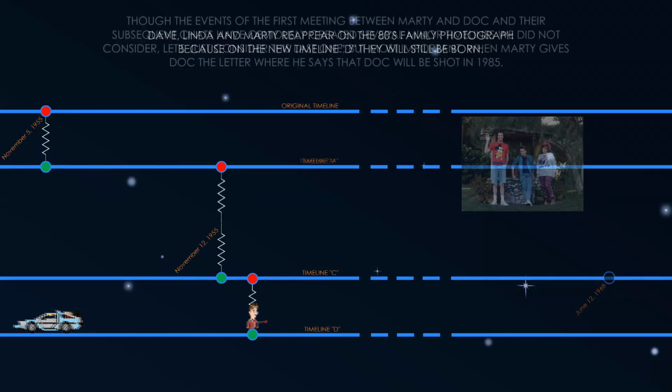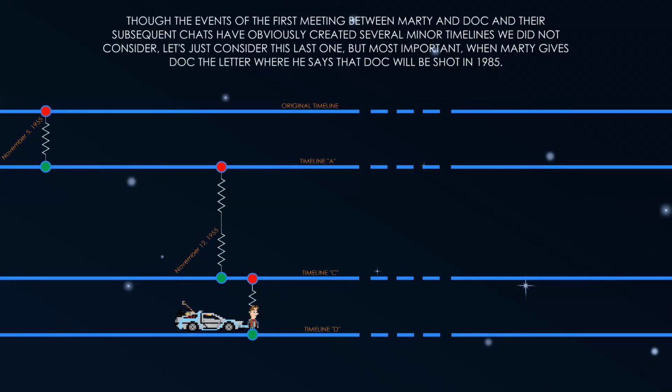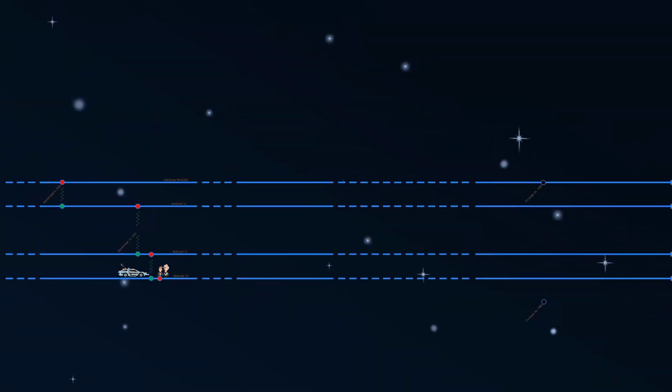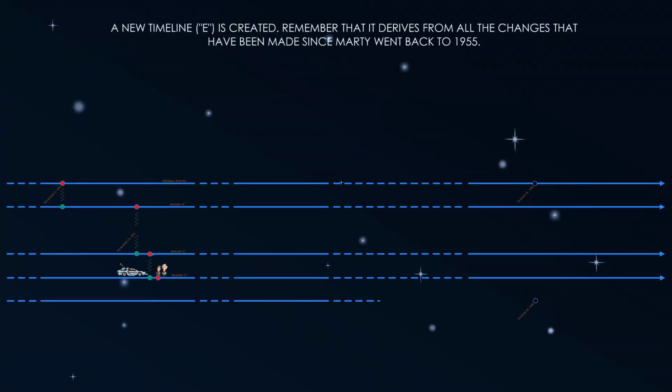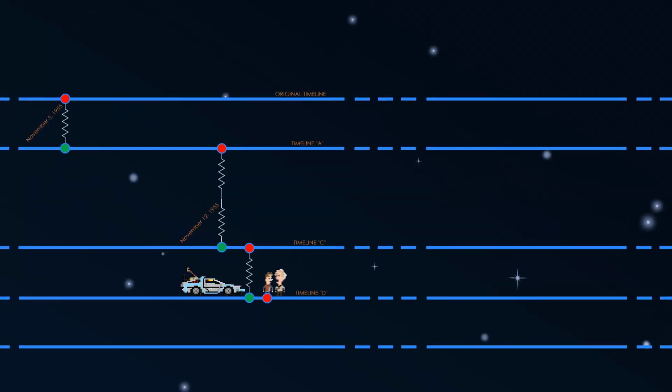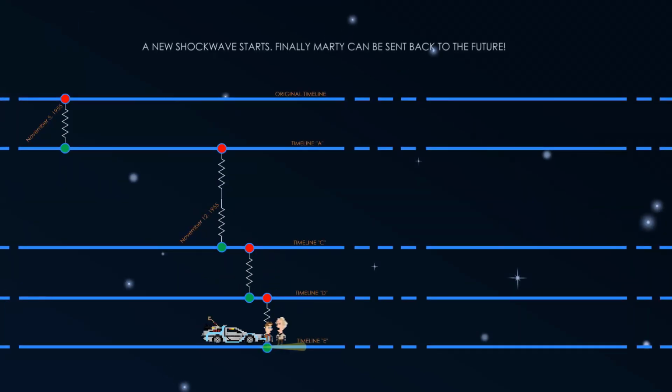Though the events of the first meeting between Marty and Doc and their subsequent chats have obviously created several minor timelines we did not consider, let's just consider this last one, but most important, when Marty gives Doc the letter where he says that Doc will be shot in 1985. A new timeline E is created. Remember that it derives from all the changes that have been made since Marty went back to 1955. A new shockwave starts. Finally, Marty can be sent back to the future.